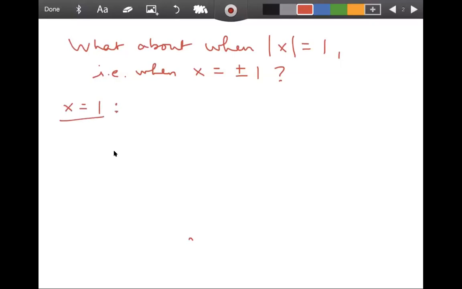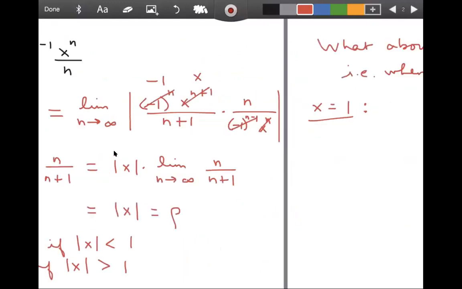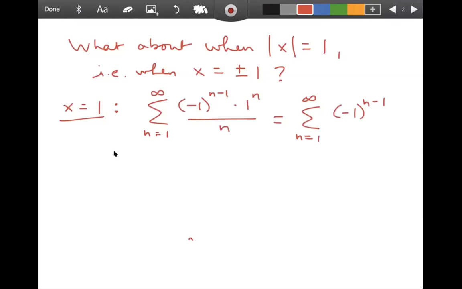Let's see, when x equals 1, this series just becomes the sum n going from 1 to infinity, -1 to the n minus 1 times 1 to the n over n. Well, 1 to the n is just 1. So that's going to give us the sum n going from 1 to infinity of -1 to the n minus 1 over n. All right, so we have looked at this. We've seen this series, I think, at least once before.